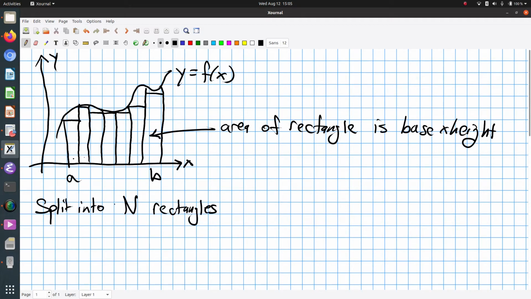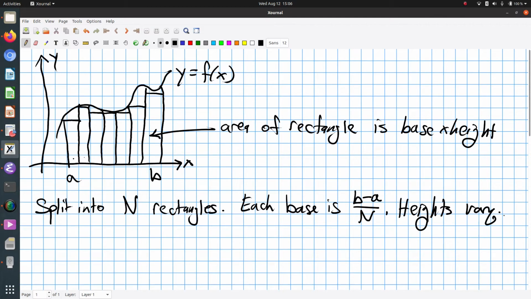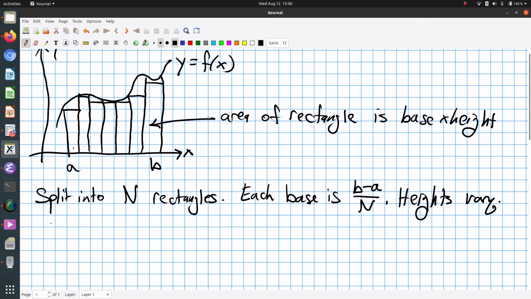Well, how wide is the base of each rectangle? Well, it's the width of the interval that I'm going to be trying to add up here. It's (b minus a) over n. And the heights vary. Okay, so I know the width of each base, the heights vary, and what I'm going to have to do is add them up. Okay, well what's the first height?